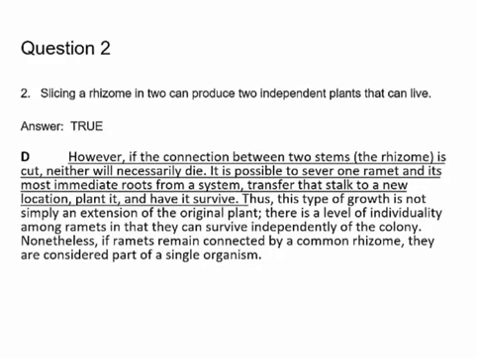It says, however, if the connection between 2 stems, the rhizome, okay, there's our key word right there, is cut, neither will necessarily die. It is possible to sever one ramet and its most immediate roots from a system and transfer that stock to the new location, plant it, and have it survive. Okay, you see the direct paraphrases here.